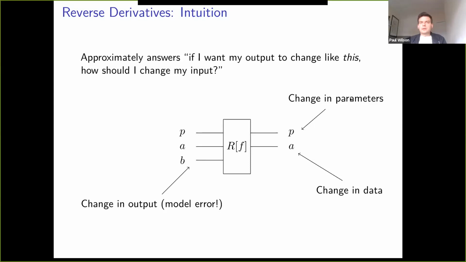I'm not going to go into it in too much detail, but the intuition is that it takes a morphism and gives you a morphism that does this. So if I have a given input for my function and I want to change my output in this way, then it will tell you how I should change my inputs to achieve that change in output. It's only an approximation, and obviously this is not possible to do in general, because for some morphisms like discard there's no way you can ever change your output. But in general, it's like an approximation of answering this question.